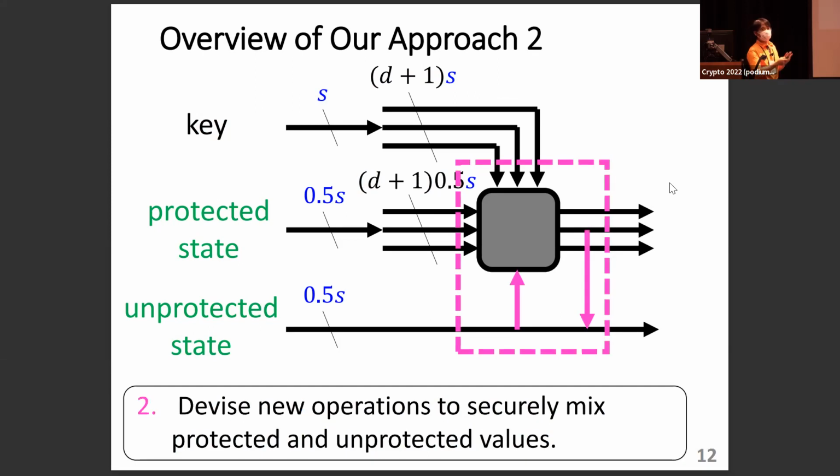So to make the S-bit state secure, we need to mix the values from the protected state and the values from the unprotected state. But it turned out that this mixture is not simple. We have to carefully devise new operations to securely mix protected and unprotected values. Okay, so then I'm going to explain how to construct this data processing part.